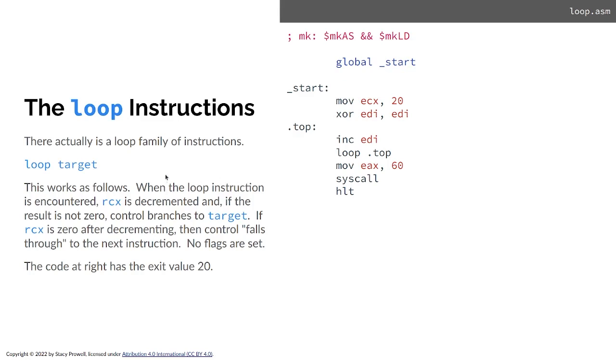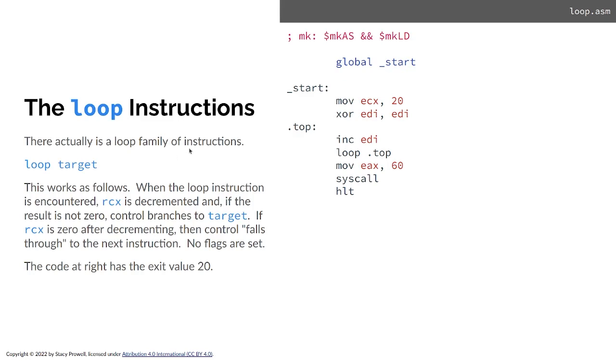When the loop instruction is encountered, RCX, the count register, is decremented, and if the result is not 0, then it takes a branch. And in this case, it would go up to the branch labeled target. If RCX does hit 0 after being decremented, then it falls through to the next instruction. And no flags get set by any of this.